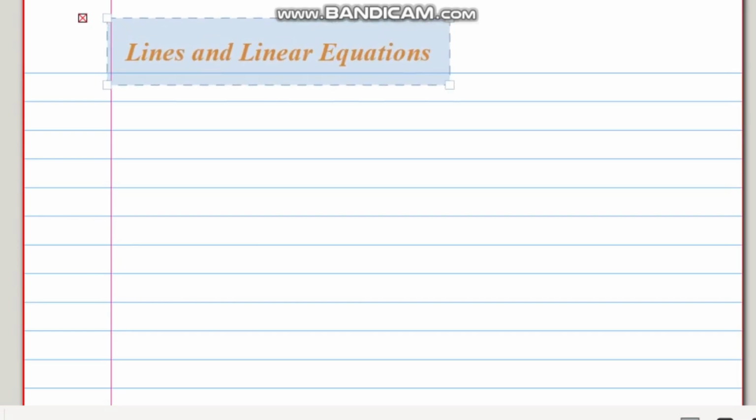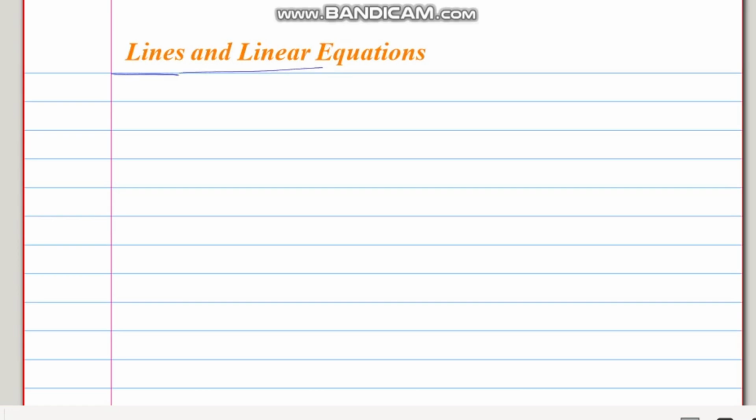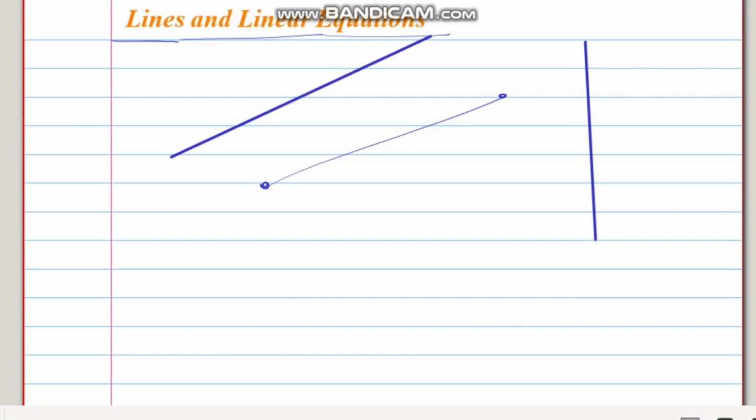Let me make it a little bit bigger. This is a very important topic. Now we will discuss lines. What is a line basically? A line is just a simple thing. This is called a line. This is a line, this is a line, and all these things are lines.